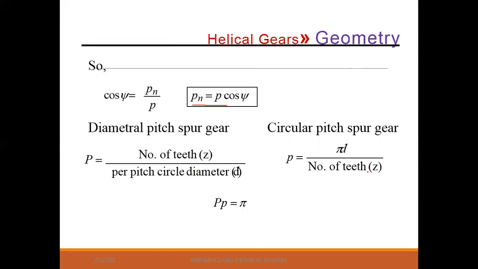So the number of teeth z divided by d is the diametral pitch, right? So z upon d is the pi upon p. Circular pitch is equal to pi upon diametral pitch. So we can take the diametral pitch into circular pitch is equal to pi, right? This equation means pi is equal to circular pitch multiplied with the diametral pitch.